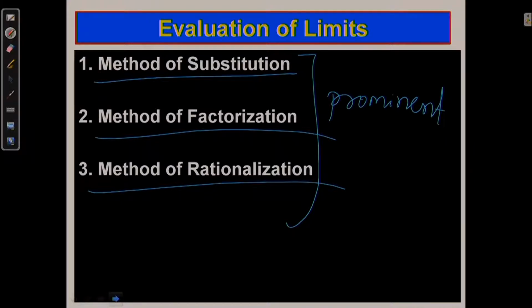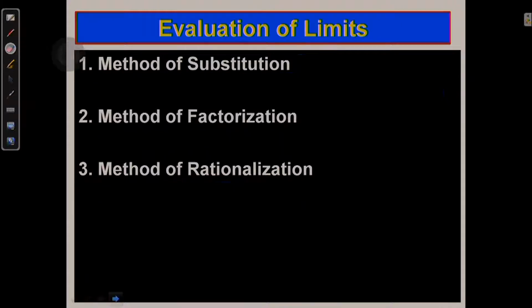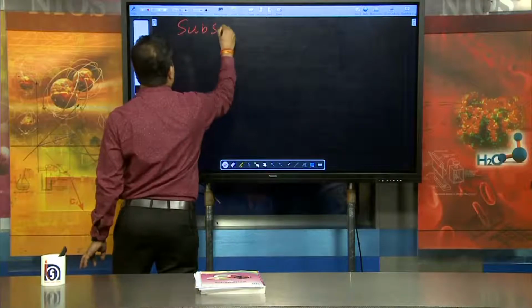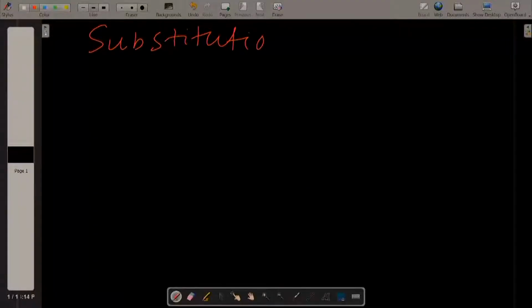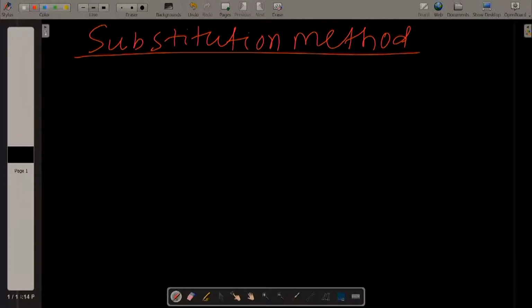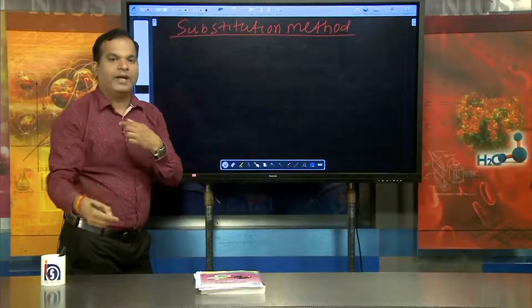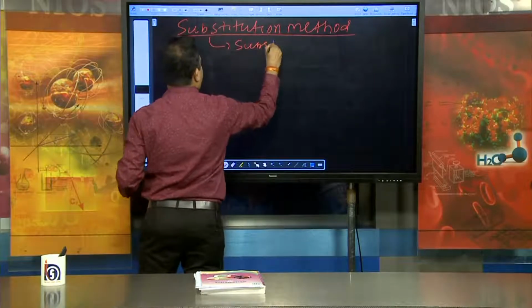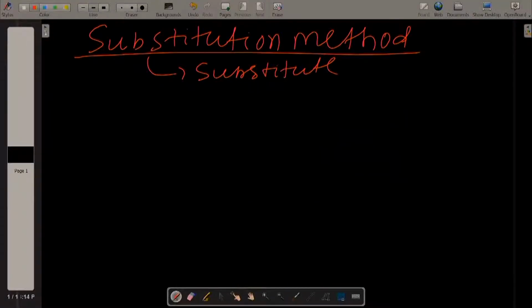Now first we have to discuss the substitution method. When talking about the substitution method, remember dear learners, we have to substitute the value and find out the limiting value. Substitute means we have to substitute. What do we substitute? For example, suppose limit x tends to 2 of 5x. What will be its value?